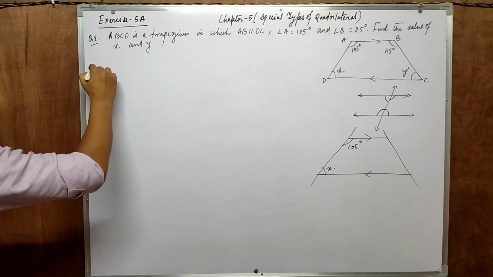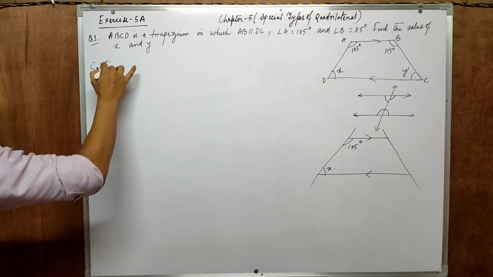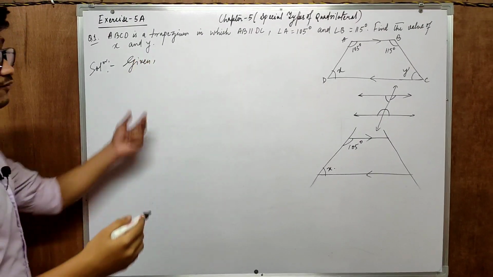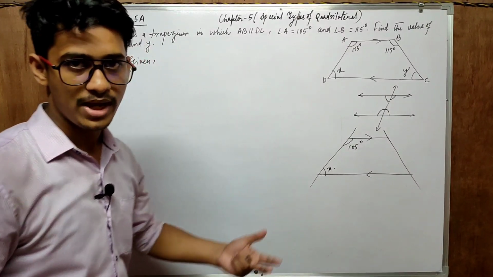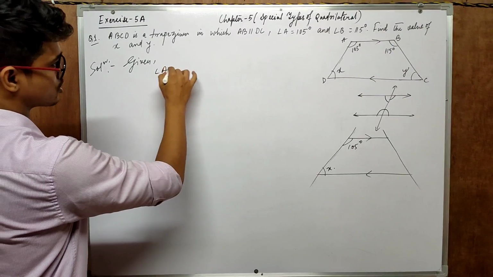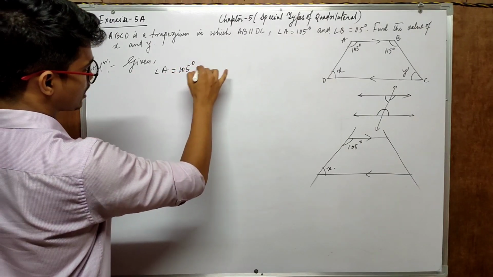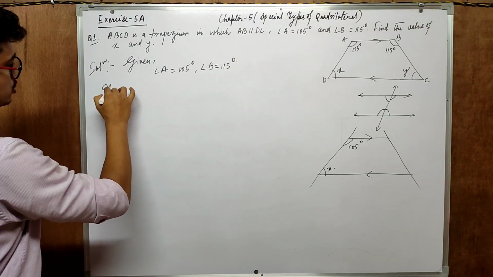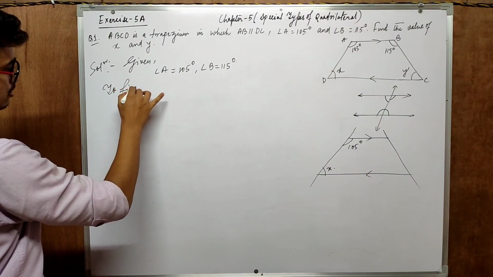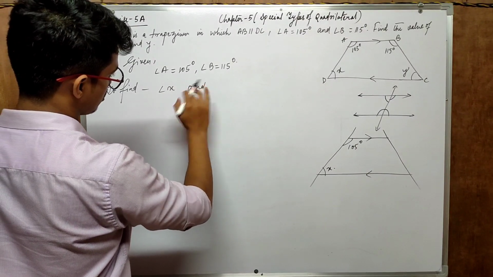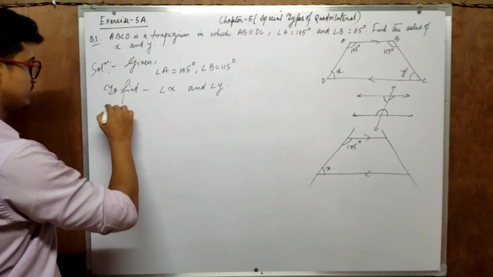So write it down. Solution. What is given? Given, we have to write. The format of writing should be like this. Make sure you follow this format. Angle A equals 105 degrees, angle B equals 115 degrees. Now, what do we need to find? To find is angle X and angle Y.